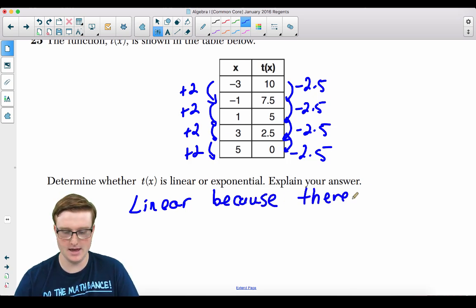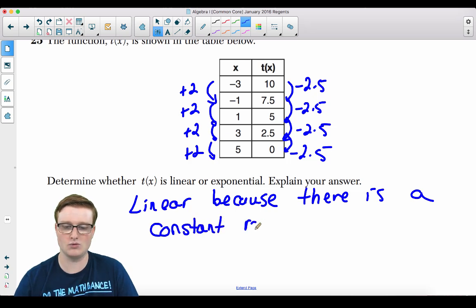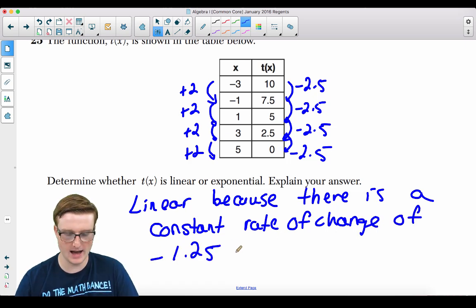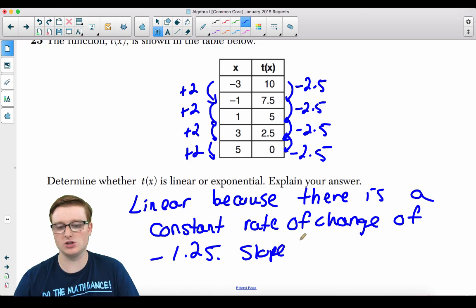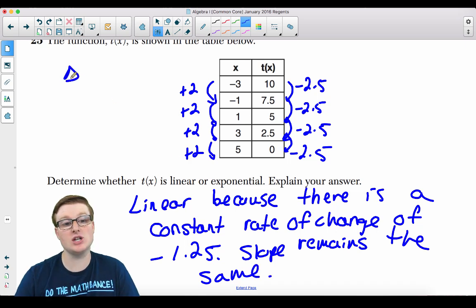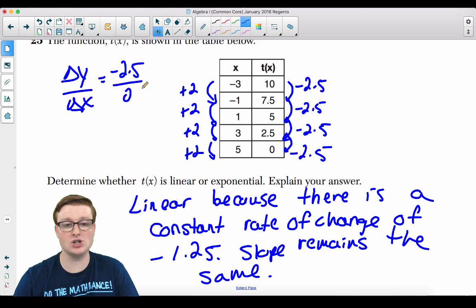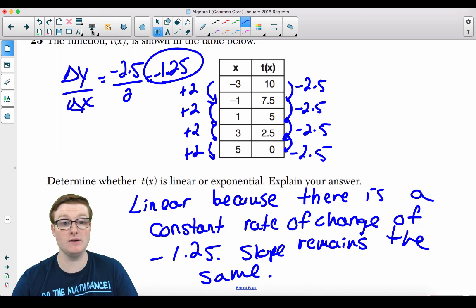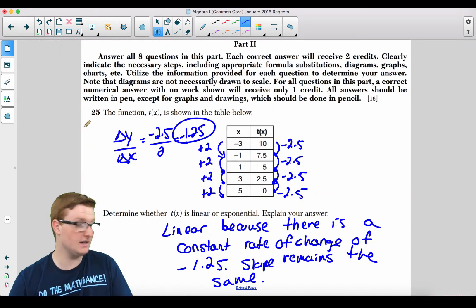because there is a constant rate of change of negative 1.25, so the slope remains the same. Now, how did I get that negative 1.25? That's just your change in y over your change in x. So that's just going to be negative 2.5 over 2, which is equal to negative 1.25. And that is the slope of this function. All right, that's number 25.